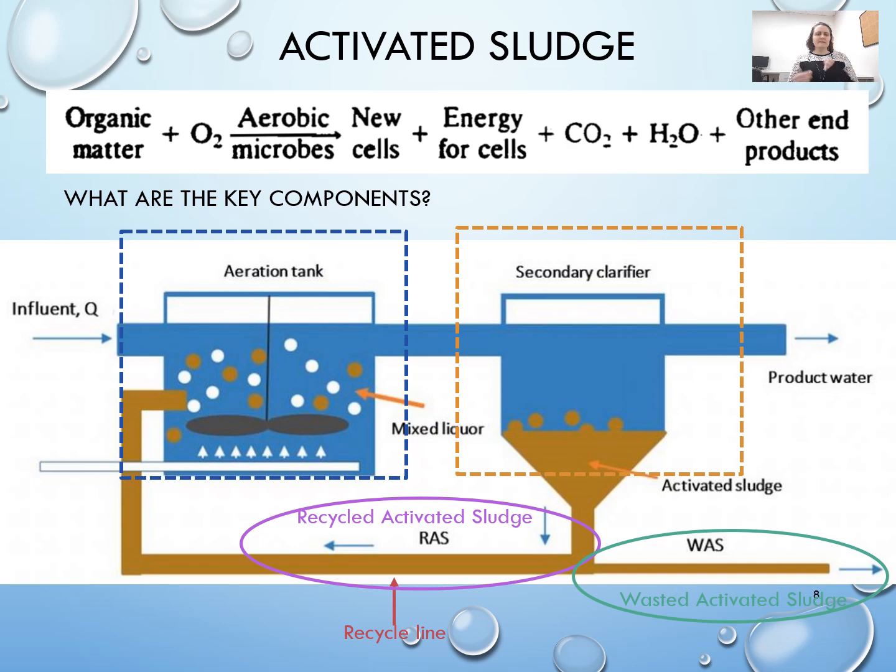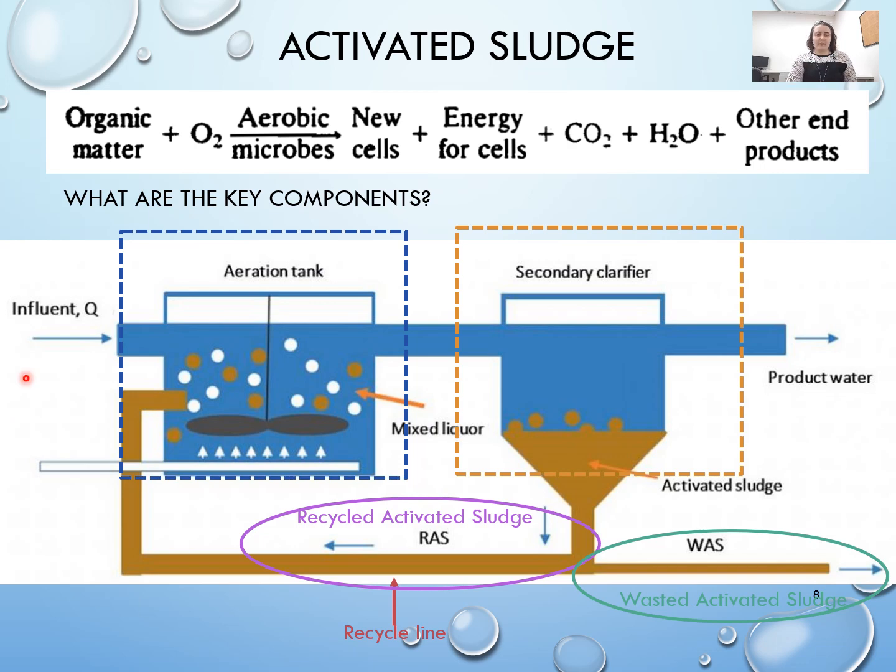So some components, right? You have an aeration tank, a secondary clarifier, you have a recycle line, and a waste activated sludge. And so that's really important. The fact that we have recycle lines, the fact that we're wasting things, the fact that there's two steps in this activated sludge is really important.